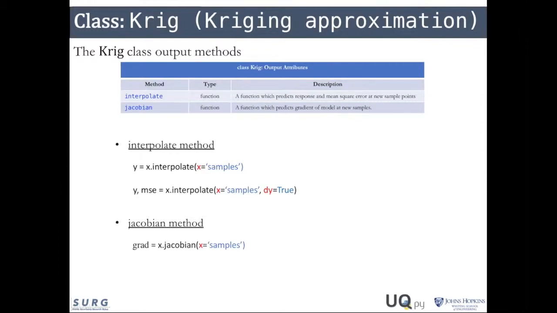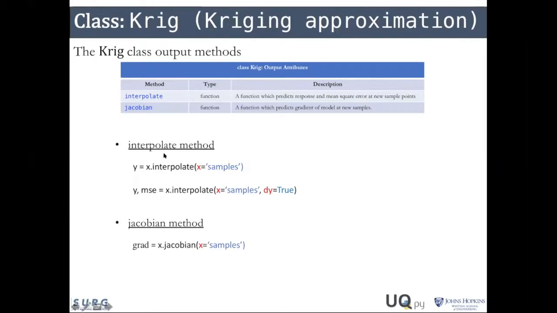So as an output, the Kriging class gives two methods, basically interpolate and Jacobian. These two are functions. The interpolate function can be used to predict the response and the mean square error at a new sample point, whereas Jacobian can be used to predict the gradient of a model at a new point.